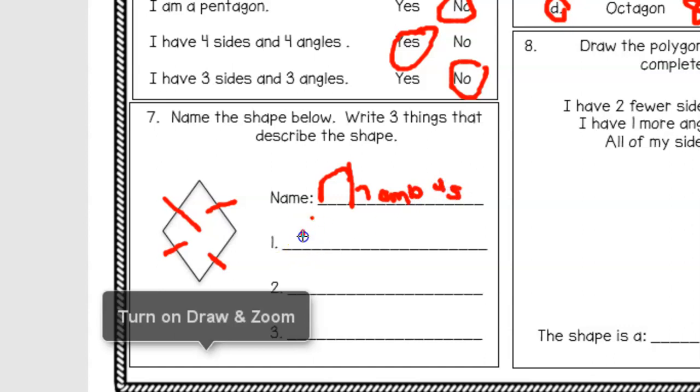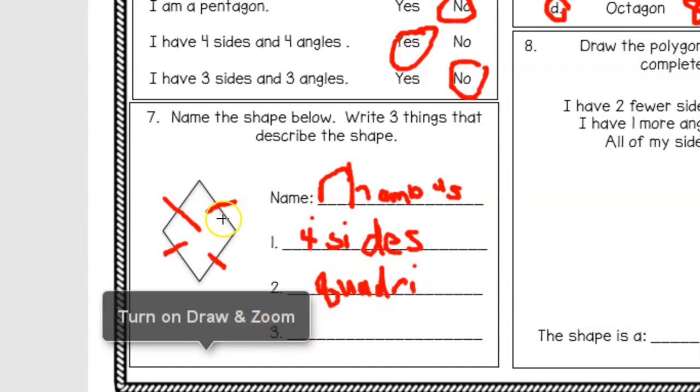All right, so you could say it has 4 sides. You could say it has, what else does it have 4 of? It has 4 angles, it has 4 vertices. Those, you could write those 3 things. I'm going to write that it's also quadrilateral because it has 4 sides. Quadrilateral. And you don't have to write the same things that I do. I'm not going to keep writing, but you know what I mean.